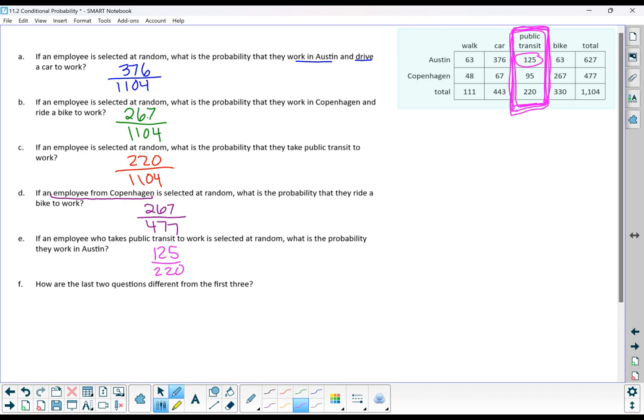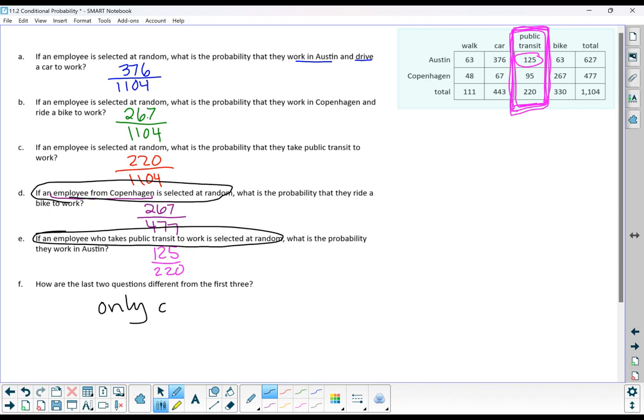So our last question says, how are the last 2 questions different from the first 3? And I hope you noticed that they are not out of the whole group anymore. They're only out of a subset of the group.